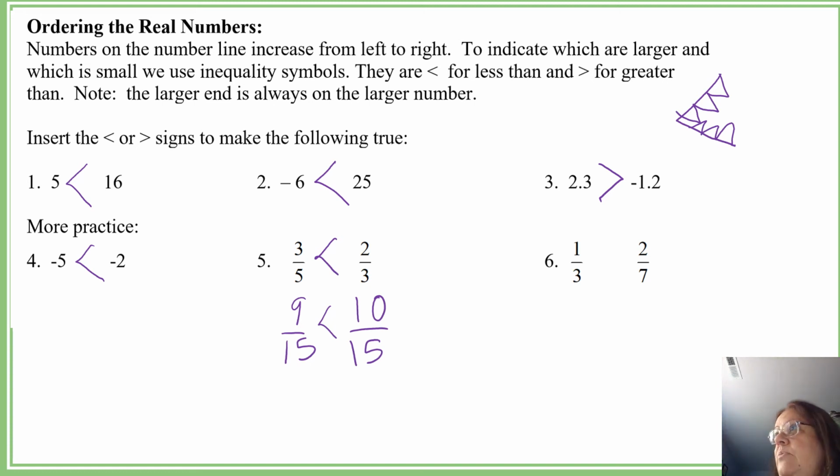Again, on the next one, we're going to do a common denominator. 7 times 3 is 21. 3 times 2 is 6 over the 21. Now which one's larger? The 7. Makes it easier. Just convert them to a common denominator, and then you can see which one's greater and which one's less. All right.